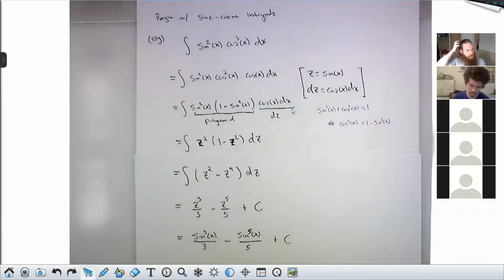If that had been cos to the fifth, would you have split it into cos squared x, cos x, and then done the trigonometry twice? Yep. Yeah, or I could write it as cos squared squared times cos. And then that would be 1 minus sine squared squared times cos, which is the same thing as what you're saying.